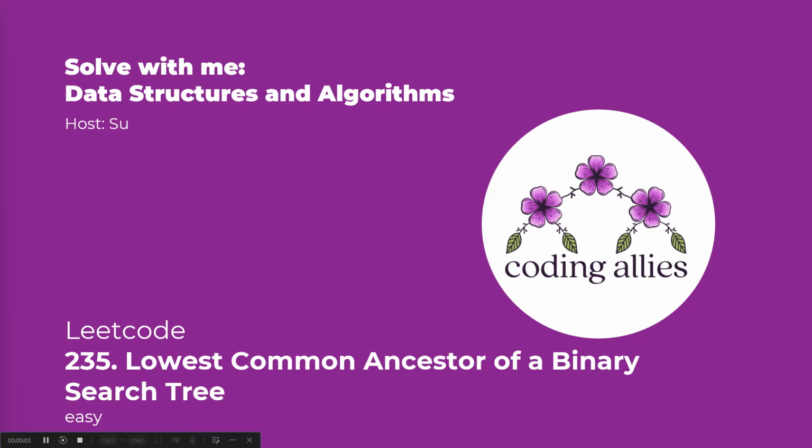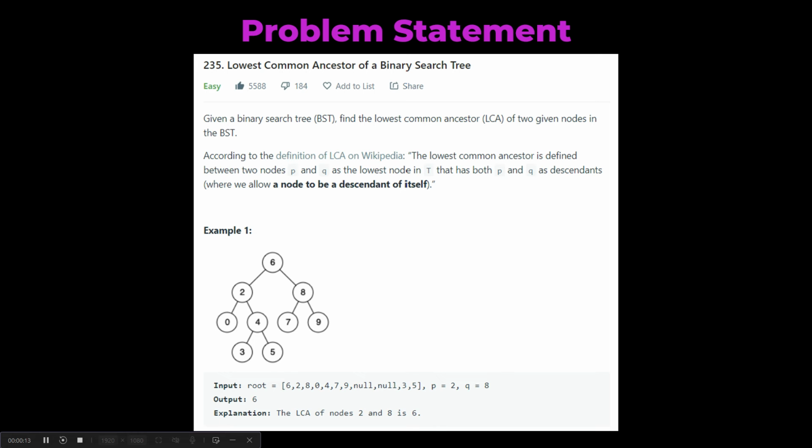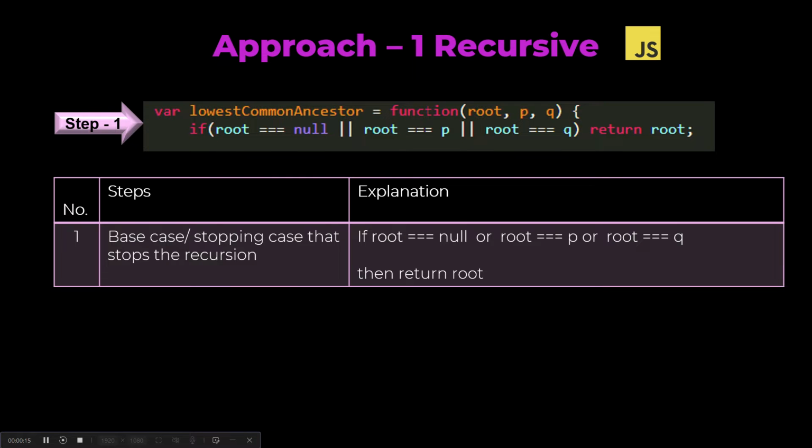Hi, this video is part 2 of problem 235, lowest common ancestor of a binary search tree. I'm not going to go through the problem and read it. You can watch the video for part 1. So let's recap what we have done in part 1. For this problem, this is the algorithm, and we are using the recursive approach to solve it.